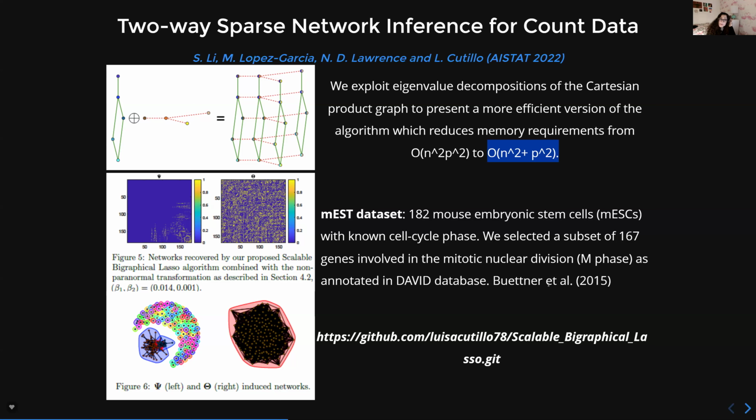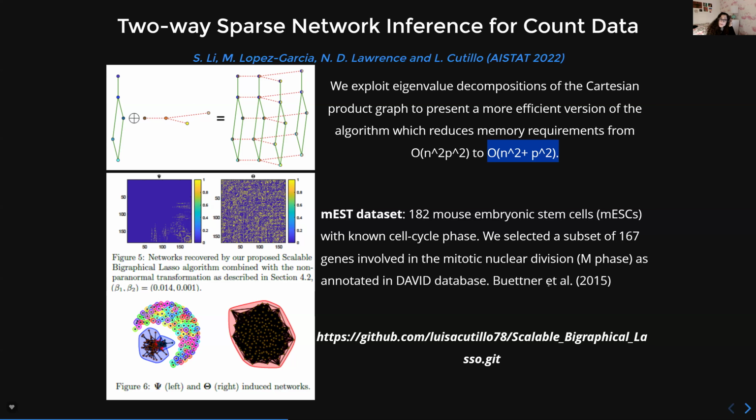But we didn't solve the problem completely, because we stepped up, let's say, as we were able to work on hundreds of points, but not on thousands. So we improved the memory requirement, we improved the runtime, but this is not good enough for the dimension of the problems that we want to solve. We call this one scalable BigClass.